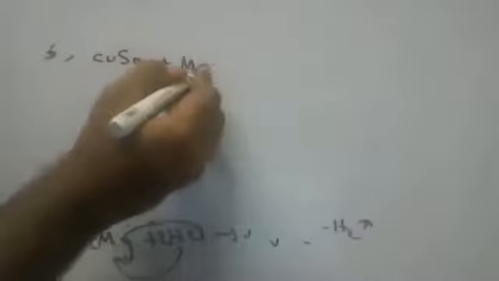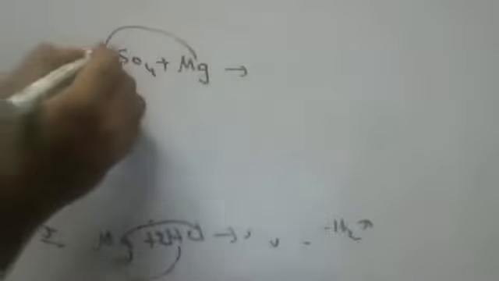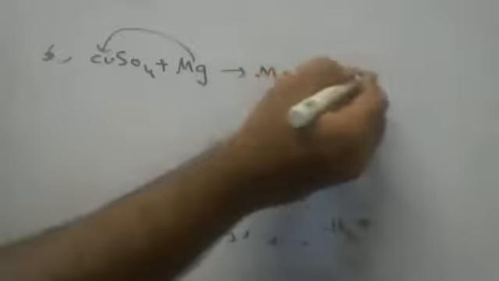Okay. Next one. Sixth question. Next, what do they give? Copper sulfate with magnesium. Magnesium is the more reactive metal. A more reactive metal displaces a less reactive metal from its salt. You'll get magnesium sulfate plus copper. Simple displacement reaction. More reactive metal displaces less reactive metal. So copper is going away.